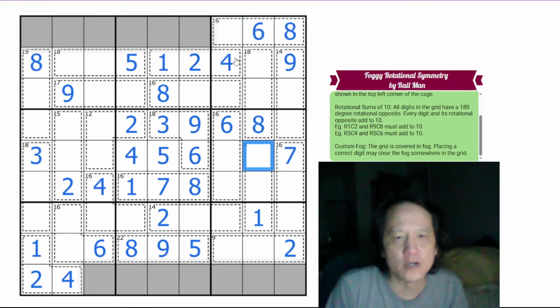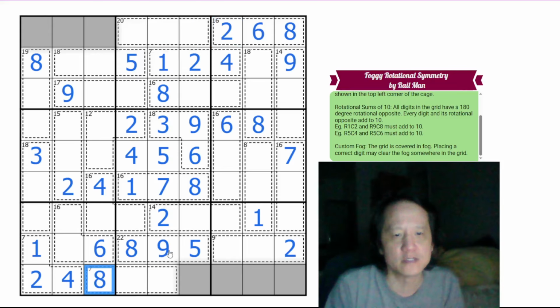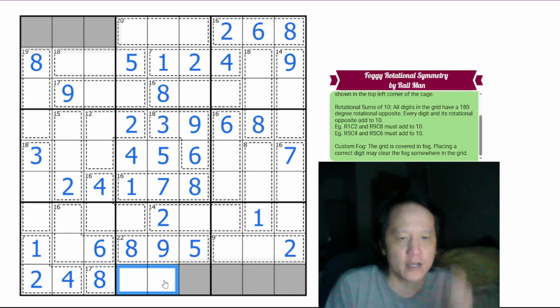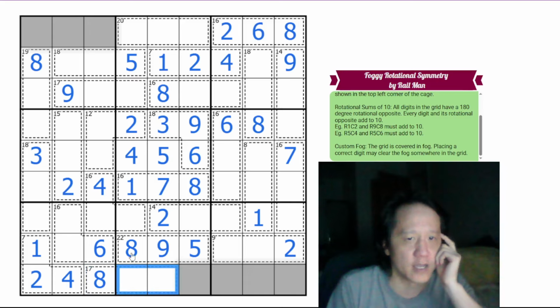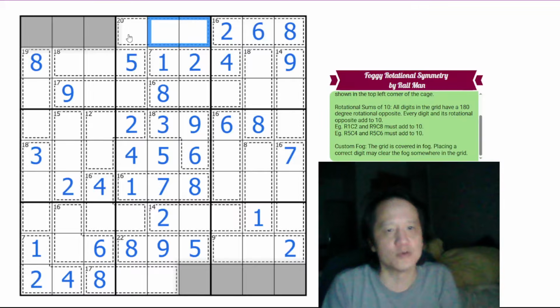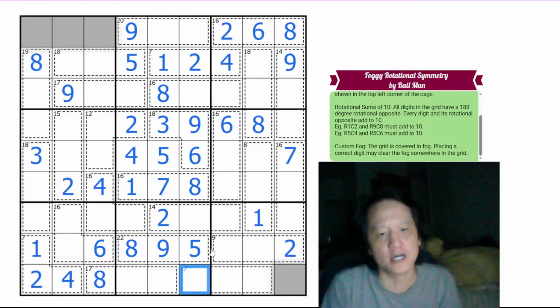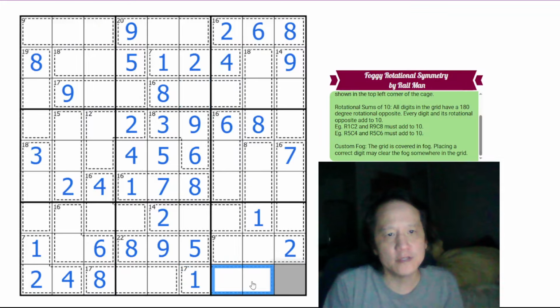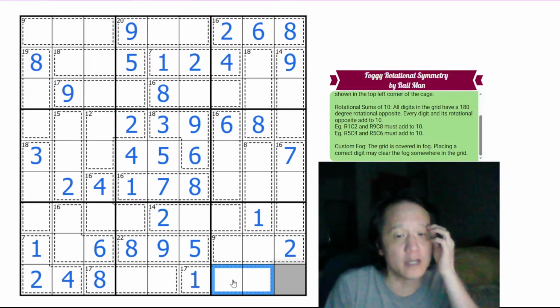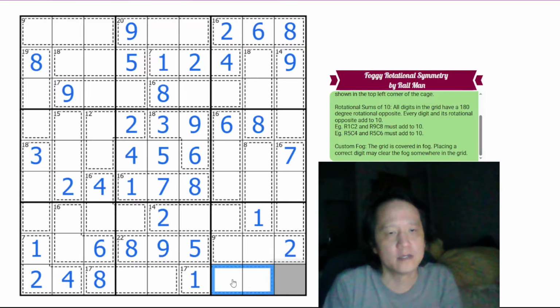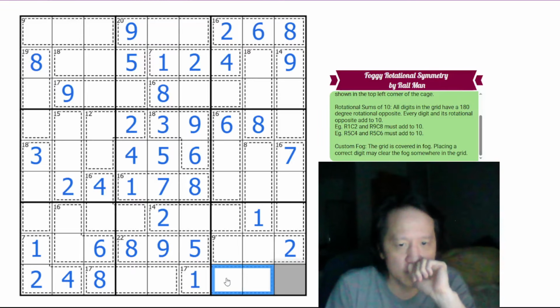No. 2 to add up to 16. So that's 2, which makes this 8. These two add up to 17 minus 8, which is 9. Therefore, these two must add up to 11, so this is 9. Rotationally opposite is 1. These two add up to 16, and it must be 7 and 9. So this is 16. 20 minus 16 is what?